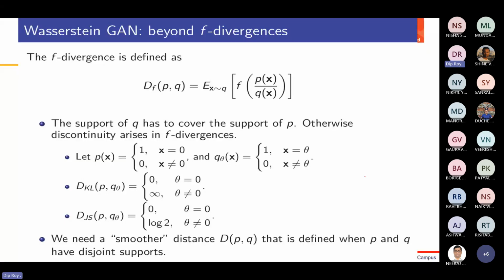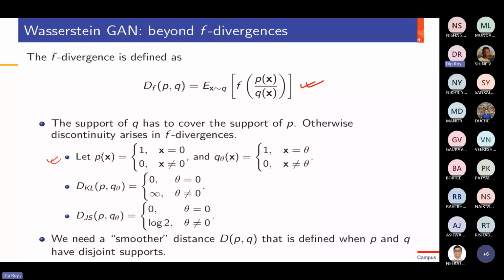Okay. So we have seen that we can generalize the algorithm to F divergence, but there is a fundamental problem in how F divergence is defined. F divergence is defined like this. Okay. And remember that the support for Q has to cover the support for P. What do we mean by that? Let's see an example.